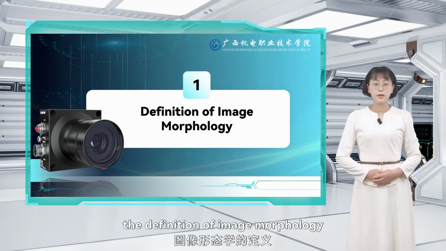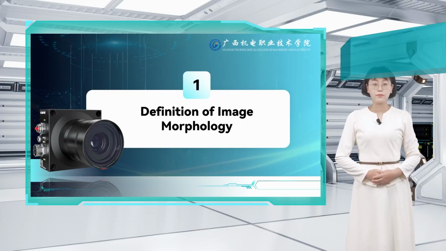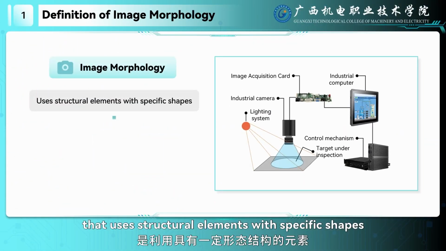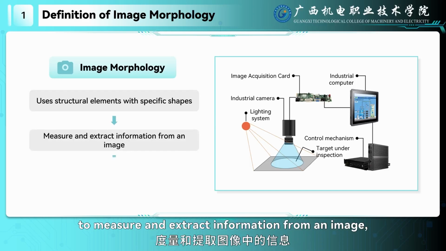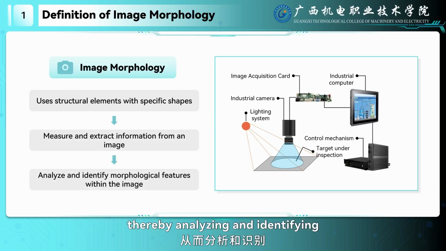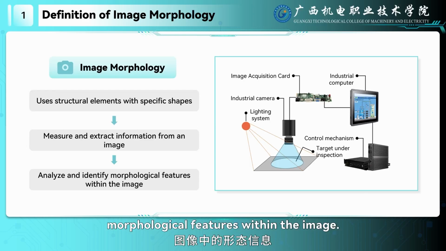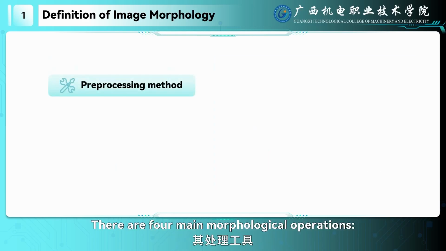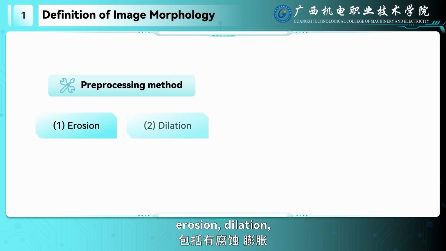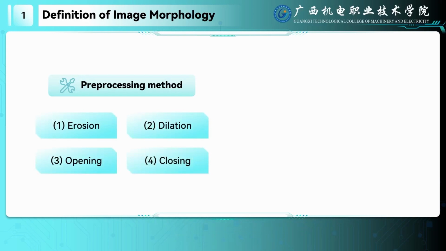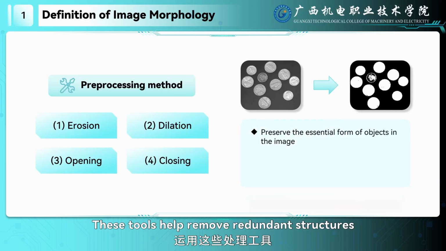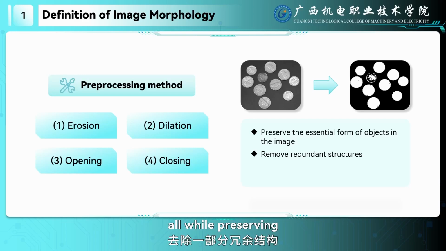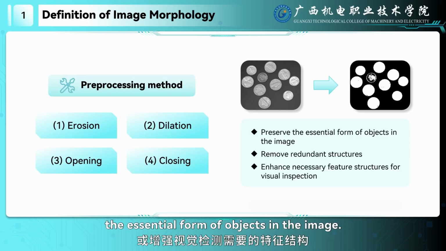First, let's understand the definition of image morphology. Image morphology is a method that uses structural elements with specific shapes to measure and extract information from an image, thereby analyzing and identifying morphological features within the image. There are four main morphological operations: erosion, dilation, opening, and closing. These tools help remove redundant structures or enhance necessary feature structures for visual inspection, all while preserving the essential form of objects in the image.